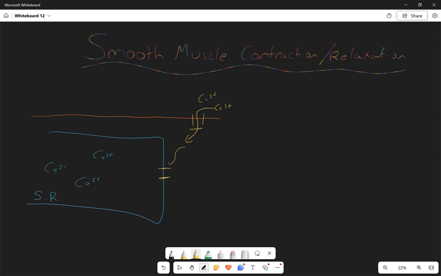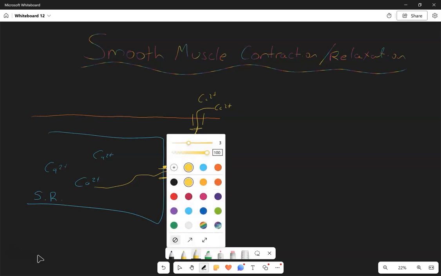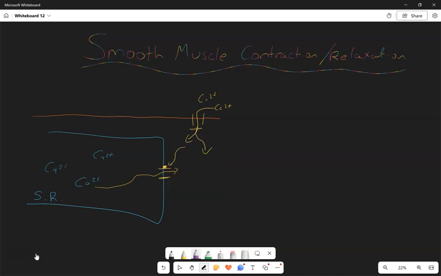Calcium is going to come down and it's going to bind to this channel here, causing it to open up and calcium to flow from the sarcoplasmic reticulum into the sarcoplasm. Okay, so we get two sources of calcium in the smooth muscle. So it's a little bit different than what we see in skeletal muscle.